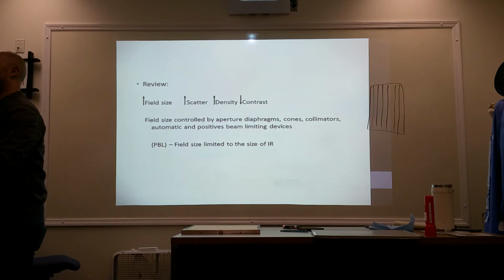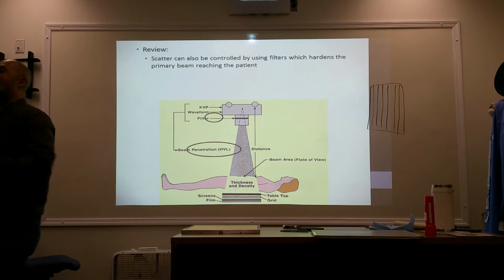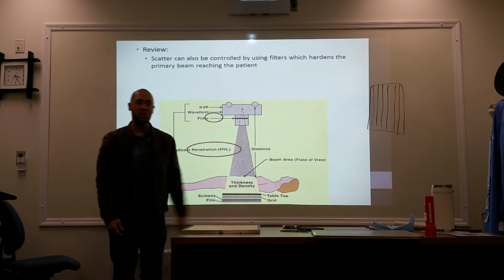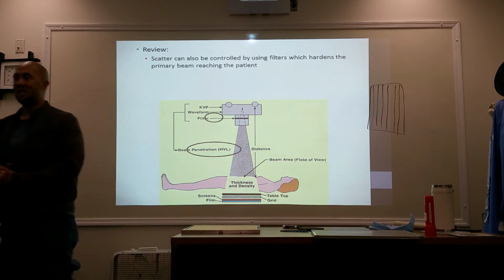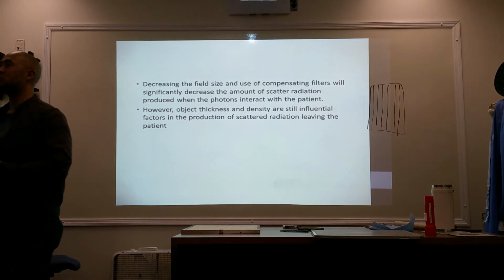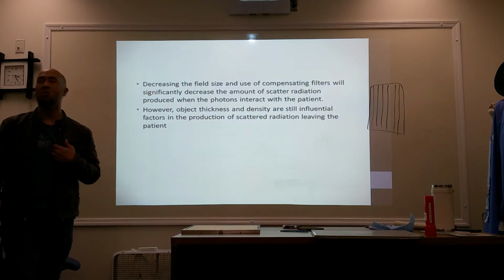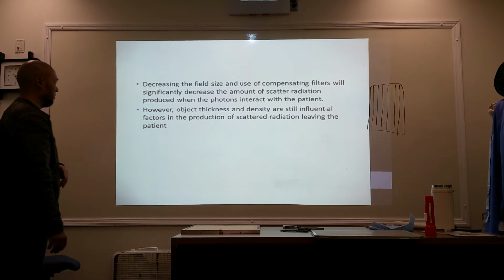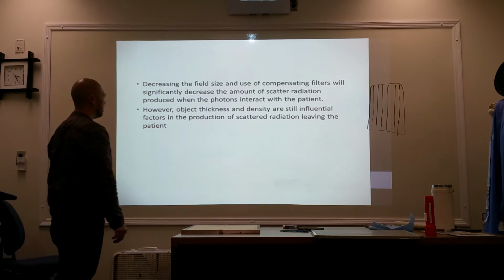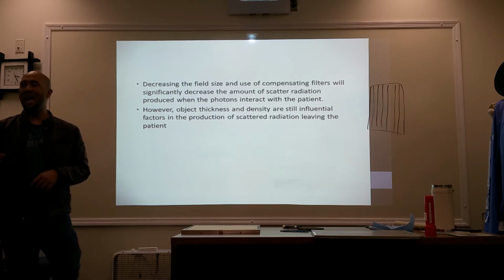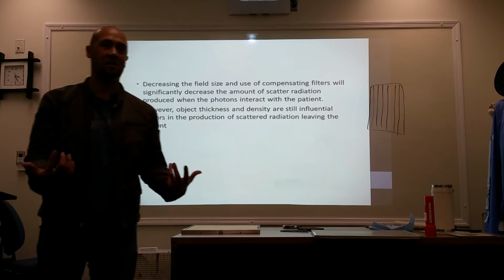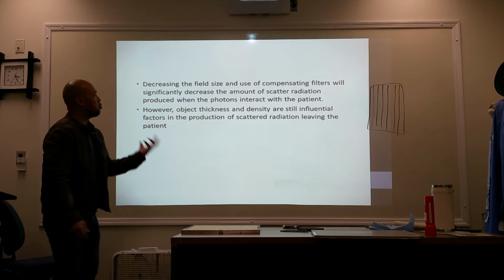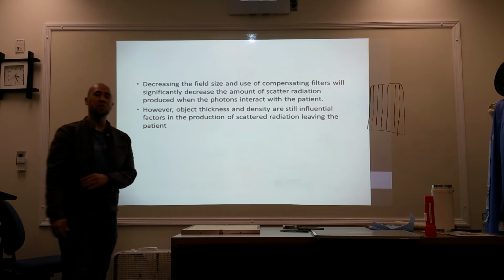So we can control the size of the field using a beam limiting device. However, even with smaller beam sizes, when the beam interacts with the patient, scatter radiation is inevitable. It's going to happen. So what we want to do is clean out the scatter radiation before it reaches the film. Decreasing the field size and using filters will significantly decrease the amount of scatter radiation produced when photons interact with the patient. However, due to the patient's size and composition, we have no control over that. Okay, so we are going to implement what's known as a grid.